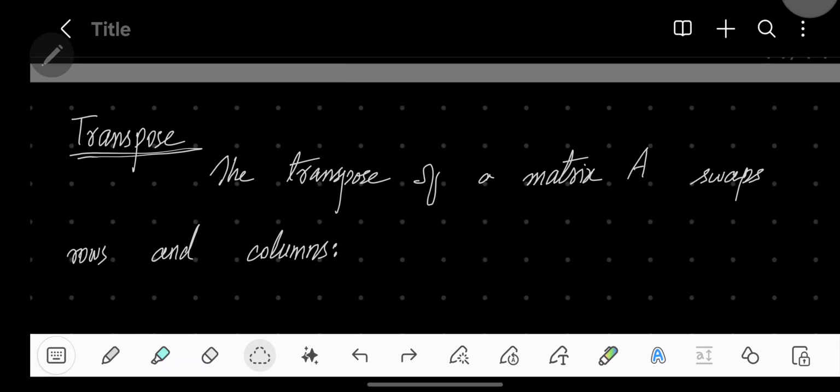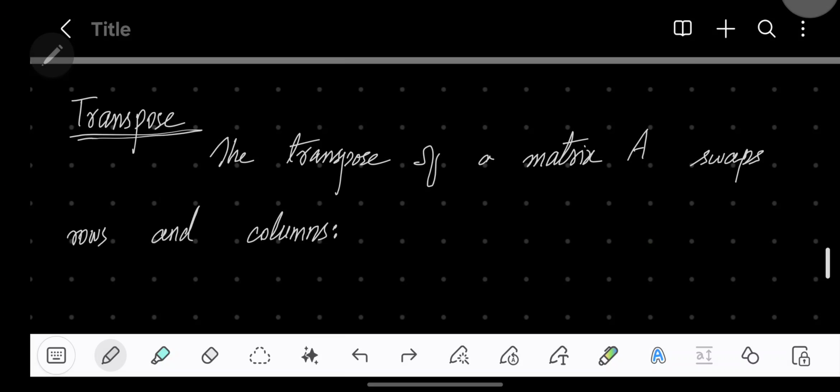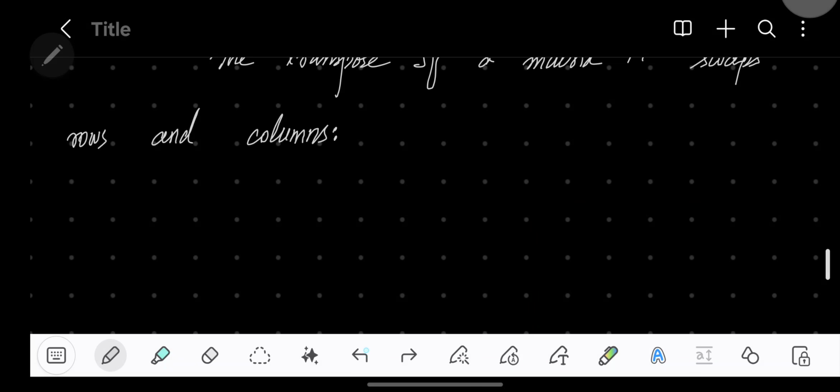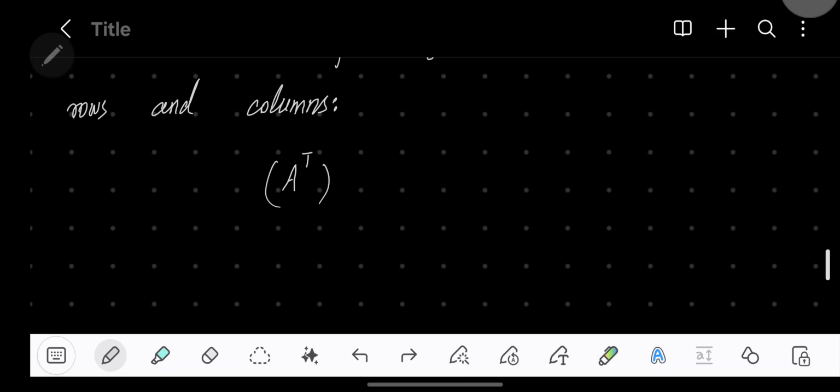Hello, in this video we will talk about the transpose of the matrix. The transpose of the matrix is obtained by swapping the rows and the columns of A. Here we have the formula: if you have a matrix A and you take its transpose, then its ith row and jth column will be swapped and you will write A_JI.